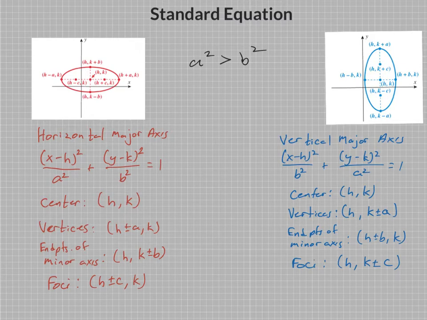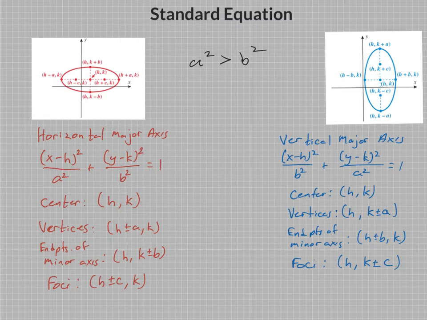Now you'll notice when we have the vertical major axis, it's going to be adding and subtracting a from k to find the vertices, adding and subtracting b from h to find the endpoints of the minor axis, because in that case the minor axis is going to be horizontal, and then we're going to add and subtract c from k to find each focus.